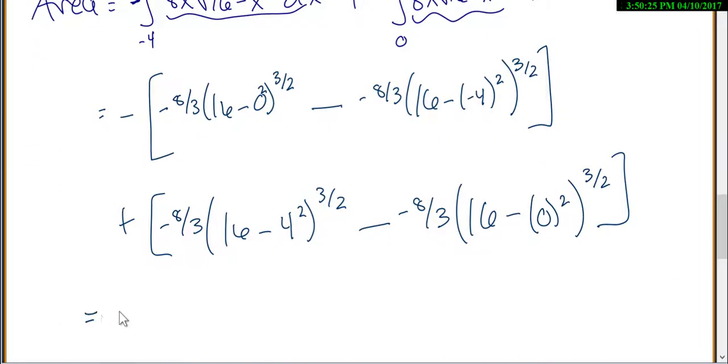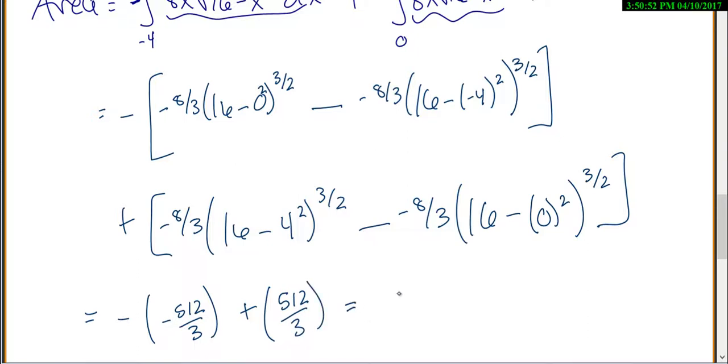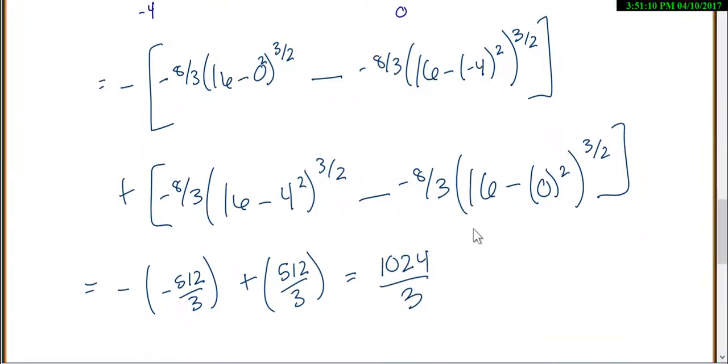I know this takes a long time to plug in your calculator, so we're going to have a negative, and our first piece of the integral gave me negative 512/3. Plus, and if I do my next half, I get positive 512/3. So we add that, negative, negative makes it a positive, so together we should get 1024/3. So that's our final area.